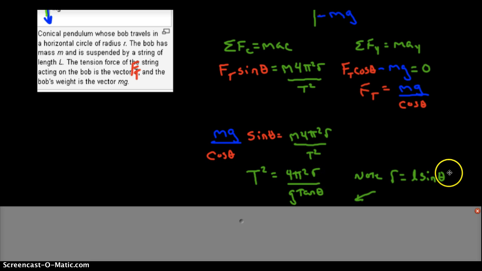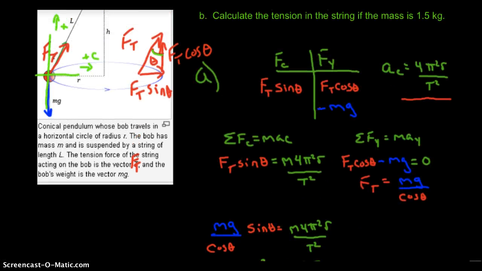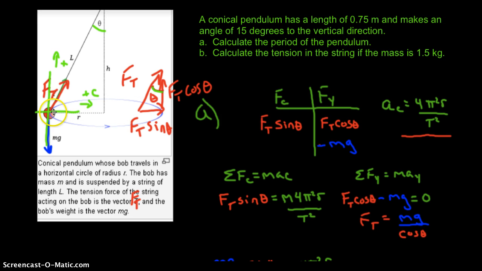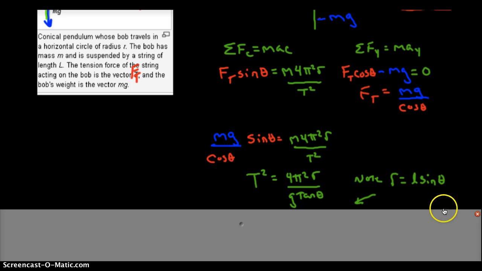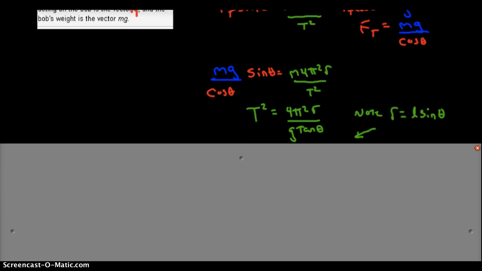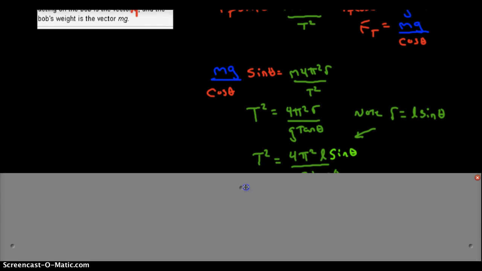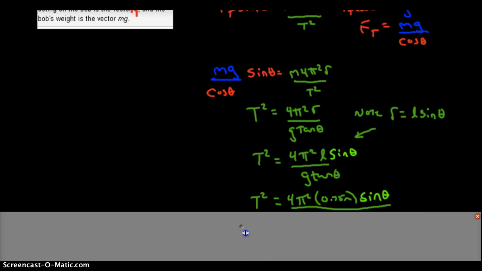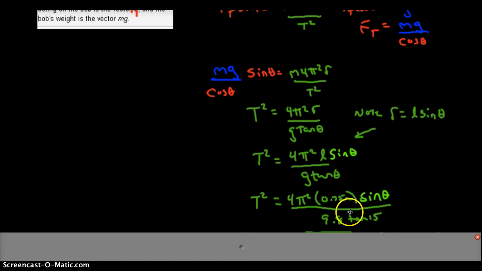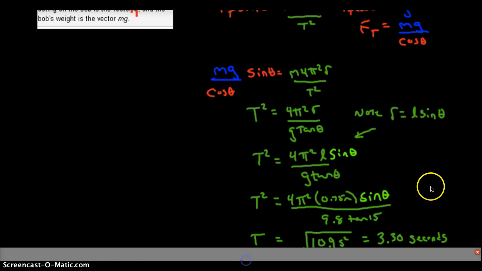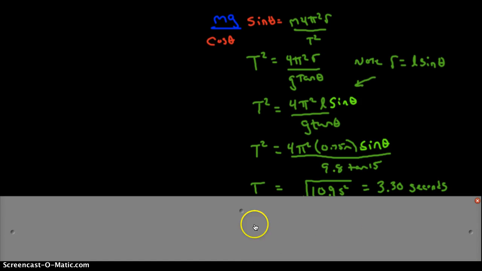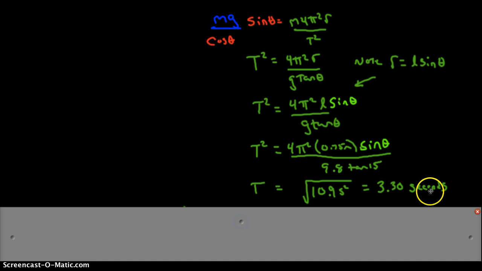Note that the r we're going to put in the problem is the radius of the circle. If we know the length of the string and we want to find the radius of the circle, it can be expressed as the length of the string times the sine of the angle theta, because that just makes a triangle. Once we do that substitution, plug in our numbers, and solve for the square of the time, we get a period of 3.30 seconds. So it's not whirling around very fast. It's a pretty long string.